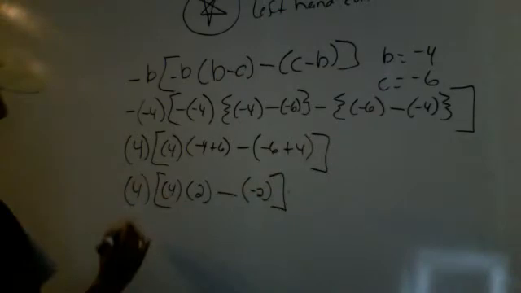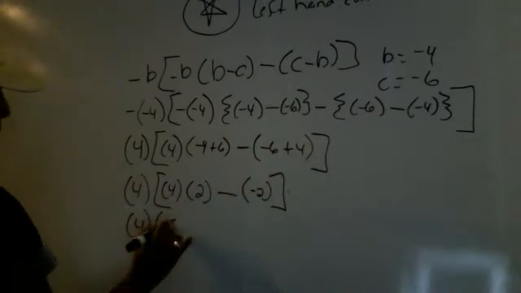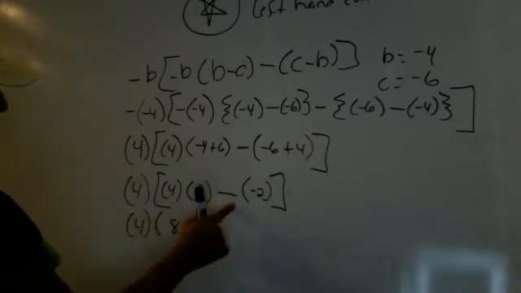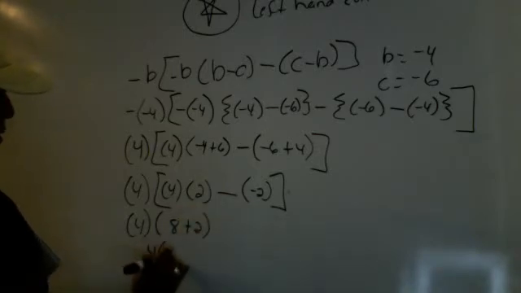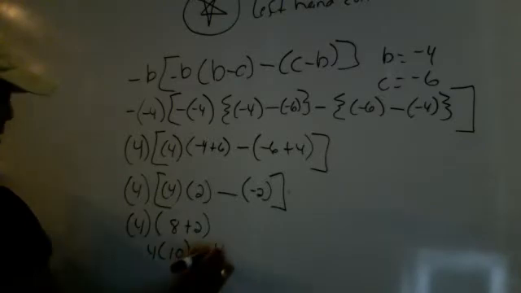So then I've got 4 times 8, negative and a negative is a +2. 4 times 10 simply gives me 40.